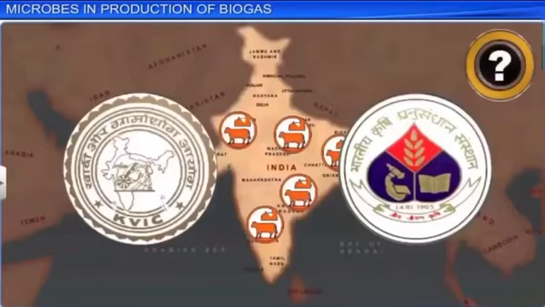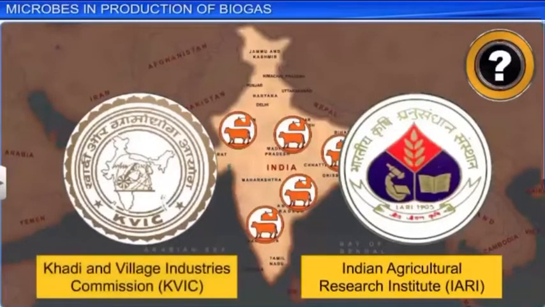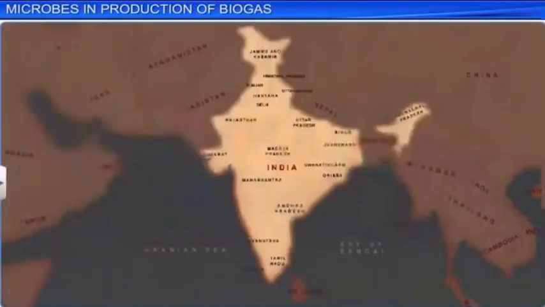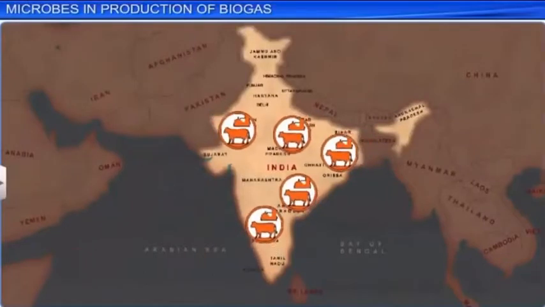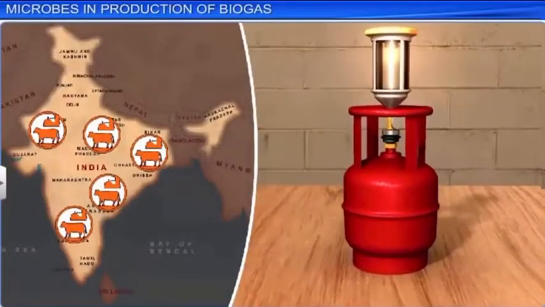Did you know that the technology of biogas production was developed in India by the Indian Agricultural Research Institute, or IARI, and the Khadi and Village Industries Commission, or KVIC? India needs more such biogas plants to have an alternative energy source for LPG, since biogas is a low-cost fuel that burns without emitting smoke.